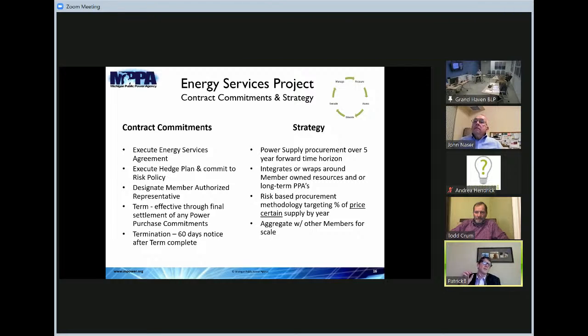So it's really based on targeting a percent of price certain supply by year. We'll visualize that here in a slide later. And when we enter into transactions, we rarely ever execute transactions for a single member. We usually aggregate with other members for scale and diversity. Any questions? Okay, next slide.